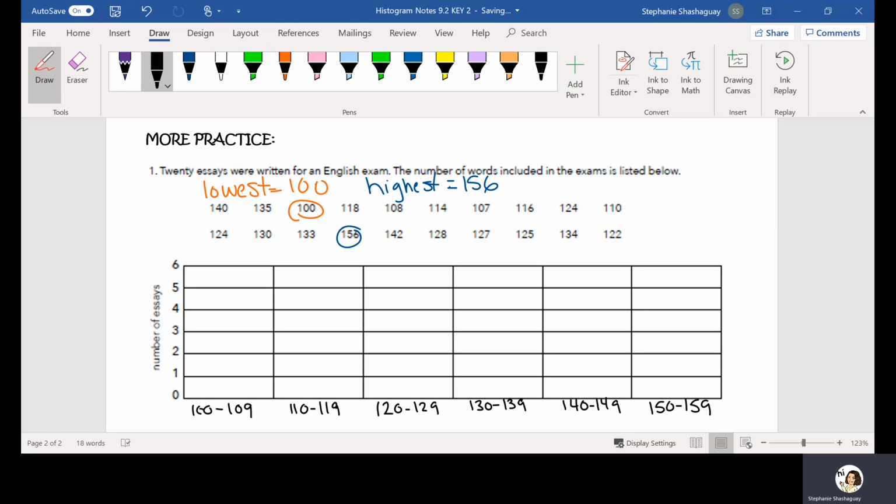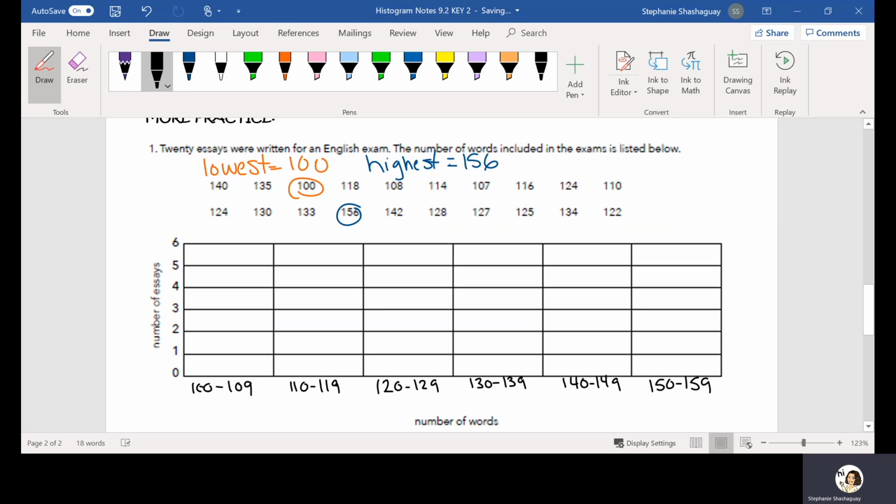Now that I've determined my intervals, you can either start making tally marks or you can just mark them off as you go. So 100 to 109 I will highlight in yellow, and I'm going to go through and start highlighting my numbers that fall into that interval. So I have 100, 108, 107, and those are the only 3 numbers that fall into that interval. So I would draw my bar graph, and I'm going to make that line just a little bit thicker because I'm on a larger graph, and I mean histogram, not bar graph. It's just a fancy bar graph is really all a histogram is.